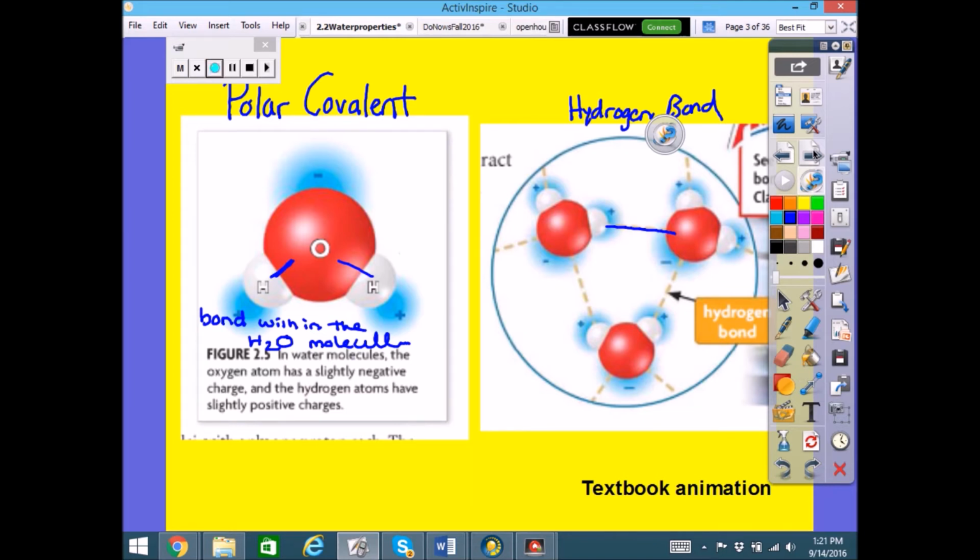Polar covalent and hydrogen bonds. These are the 2 different types of bonds you need to make sure you're familiar with. We just talked about the hydrogen bond. It's the bond between the hydrogen of one water molecule and the oxygen of another. Polar covalent bonds are within the water molecule. So it's the bond within the H2O molecule. It is what holds the water molecule together. It is actually a very strong bond. So polar covalent bond is the name for the bond within the water molecule. Hydrogen bond is the name of the bond that connects two different water molecules. Make sure you know that difference.